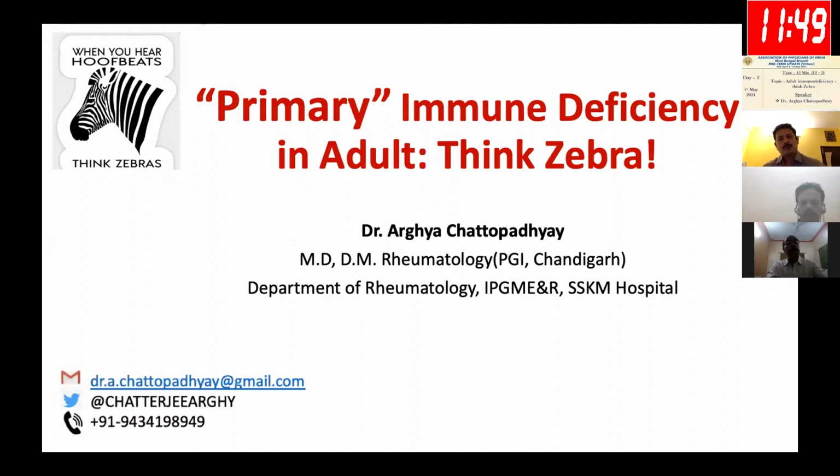So, my topic of discussion today is primary immune deficiency in adults. We call these things zebras. There is one tagline for primary immune deficiency: when you hear hoofbeats, you should think of zebras instead of horses. So, you need to think differently in whatever you are encountering in your everyday daily clinical life.